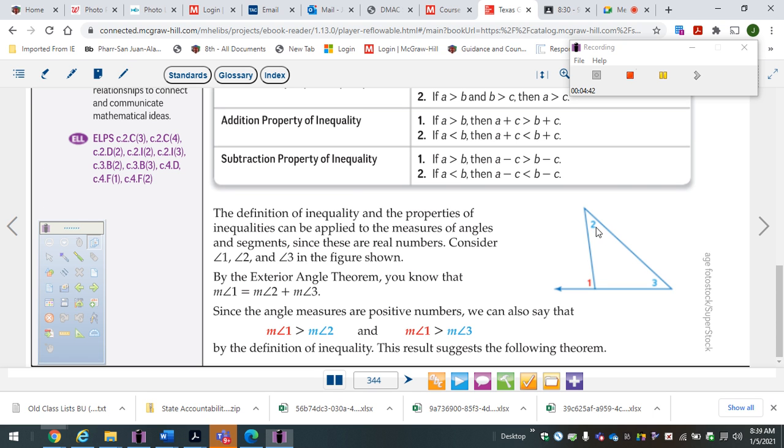So what does that mean in this situation? Well, you can automatically say that this one is already greater than that one, and this one is greater than that one. Since the angle measures are positive numbers, we can also say that the measure of angle 1, this exterior angle, is going to be greater than that interior angle, and greater than that interior angle. By the definition of inequality, this result suggests the following theorem.